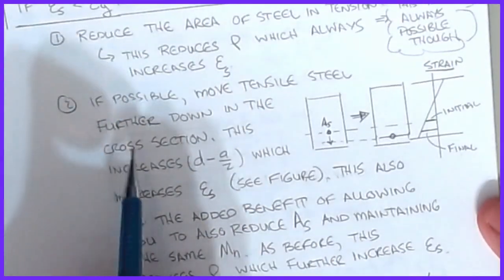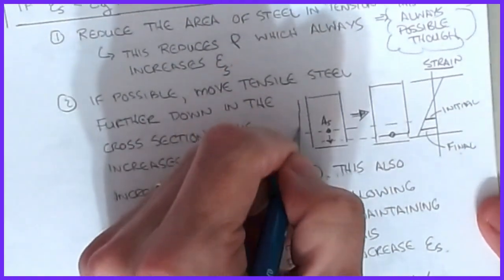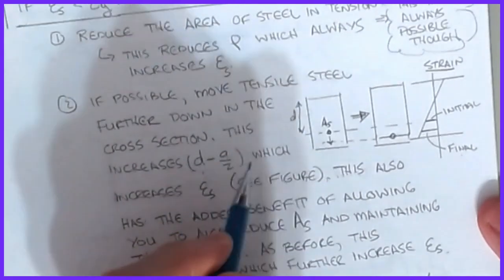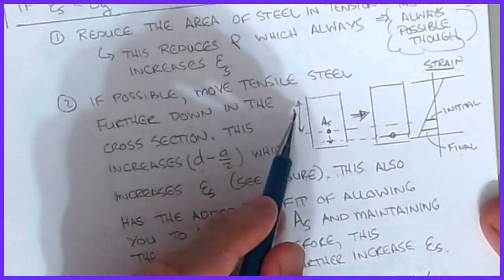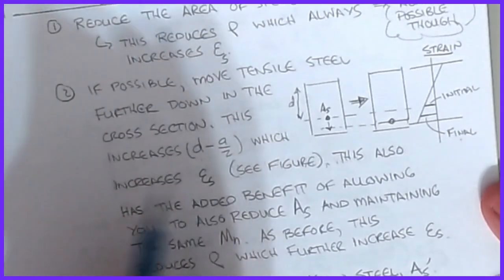So what happens when I move this down? The variable that's changing, remember, is D. You've changed D. A is still the same, especially once I get it to yield. But by increasing D, I increase (D minus A) over 2, which in turn is going to increase epsilon s.